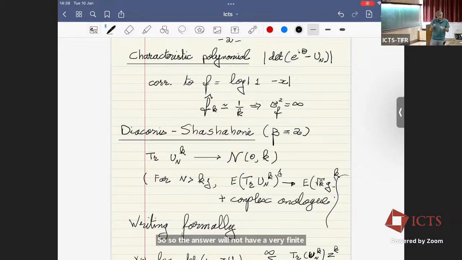So here I'm going to switch gear back to β equal 2, to the unitary case. And the unitary case has the advantage that we can bring to bear some representation theory.